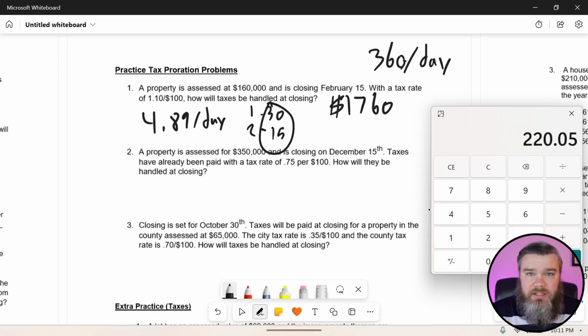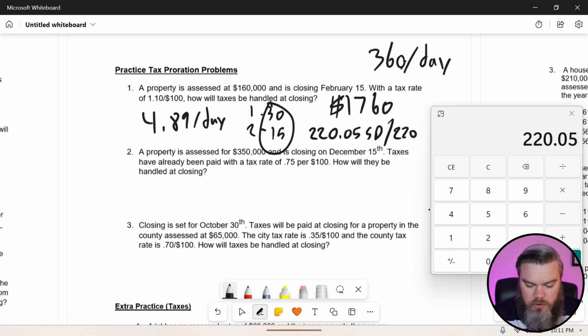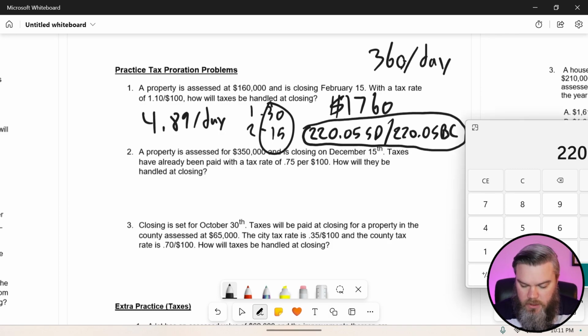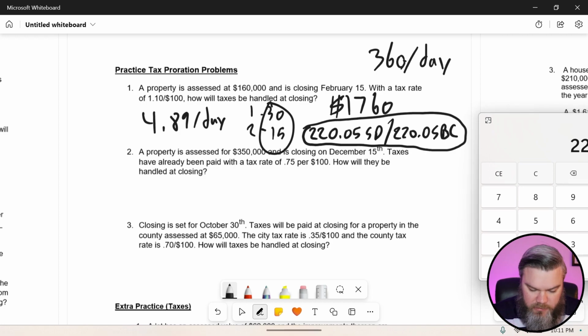What is typically going to be asked of you is to articulate who's the money coming from, who's the money going to. So in this case, it is a $220.05 seller debit, taking money from the seller, $220.05 buyer credit. There's your answer. I'm going to leave some of this other stuff up here, but I'll take away some of the extra that's in the way.